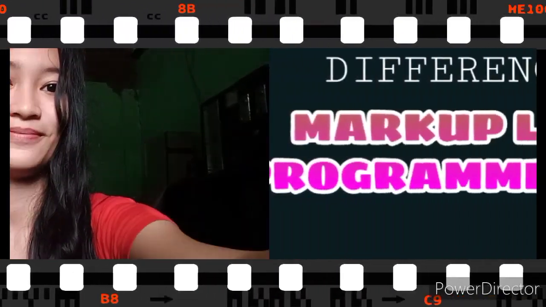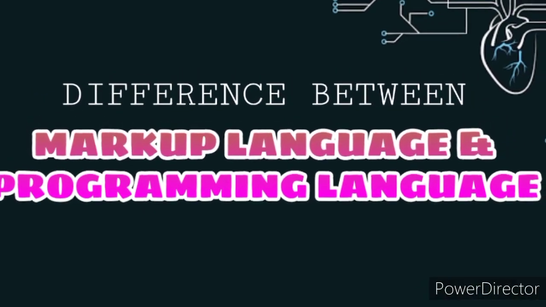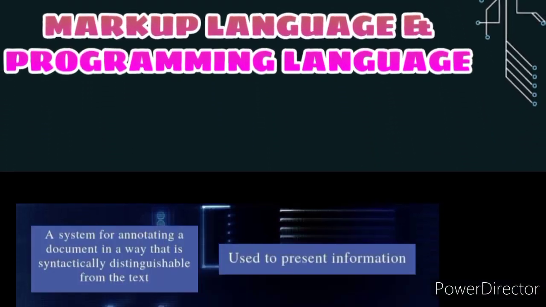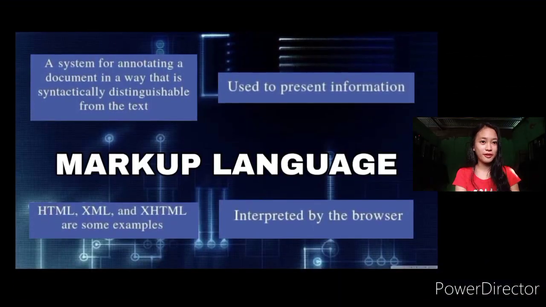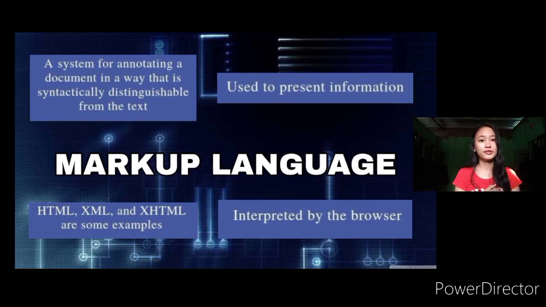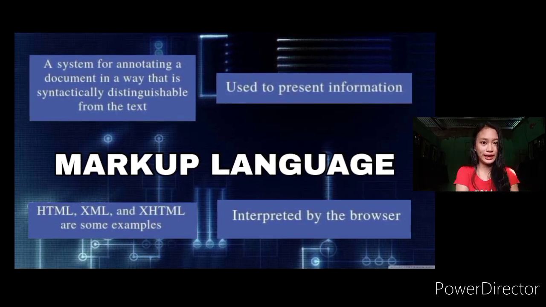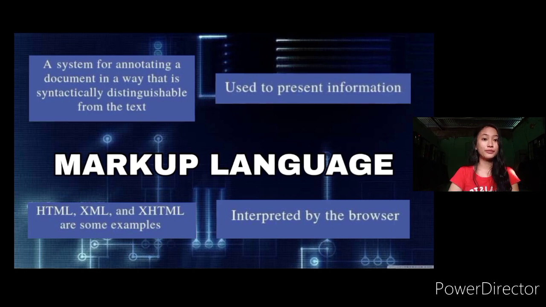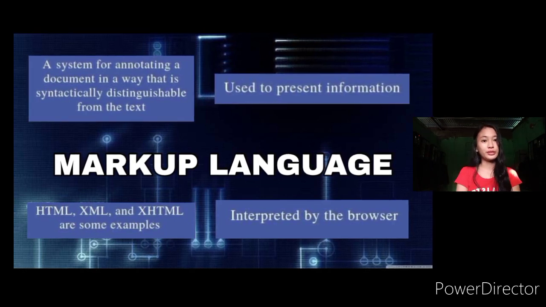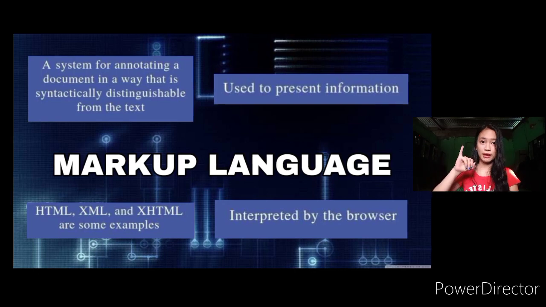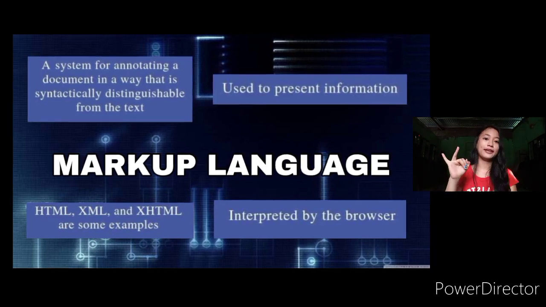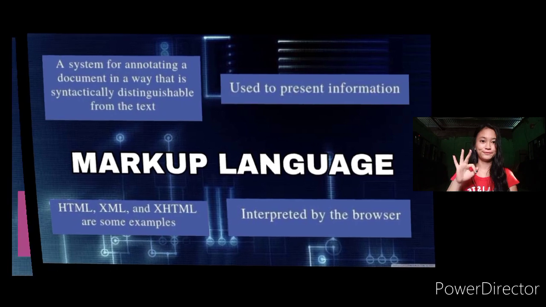So now let's proceed to the next topic, where I will differentiate markup language from programming language. So markup language is a system for annotating a document in a way that is syntactically distinguishable from text. It is interpreted by a browser and it is used to present information. Examples are HTML, XML, and XHTML.